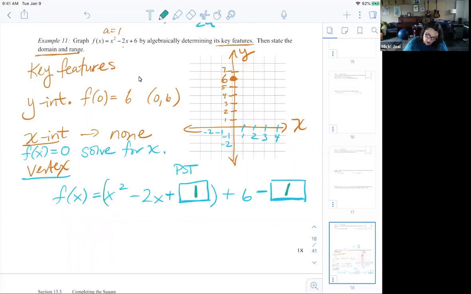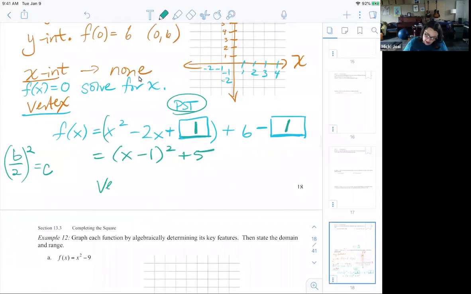So essentially, we're always going to take b divided by 2 and then square it to get whatever we're going to include for our c there. I mean, I'm adding c. So now I can factor that. That factors down to x minus 1 squared because it is a PST. And then I can simplify this side and I get plus 5.